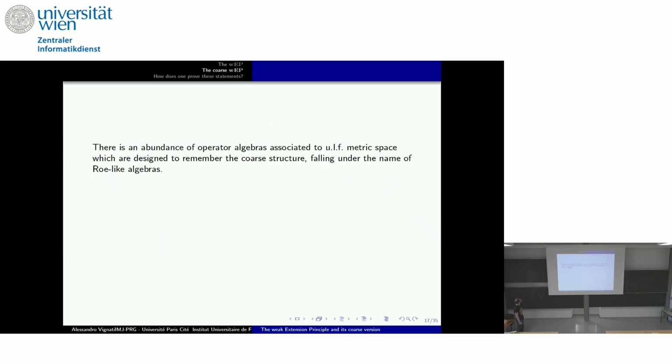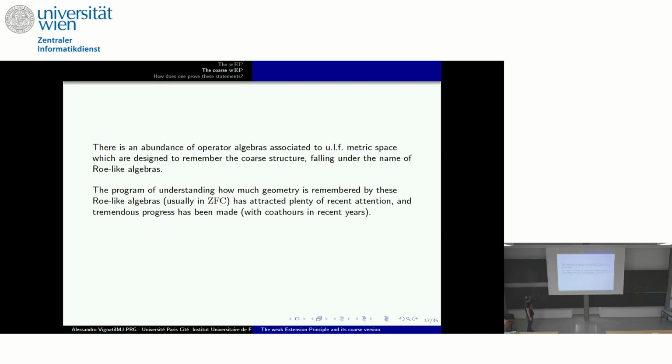And there is an abundance of sister algebras associated to such spaces, and they're designed to remember the coarse structure. These fall under the name of Roe-like algebras, from John Roe. And there is a program of understanding how much geometry is remembered by these sister algebras. Usually it is done in ZFC. And let's say that there has been a lot of work on this side. A bit far from set theory, I would say, but still Baire category is used, so you can say set theory. All right. But when these algebras arise from quotients, well, ZFC is not enough. And the goal is to give you some examples.